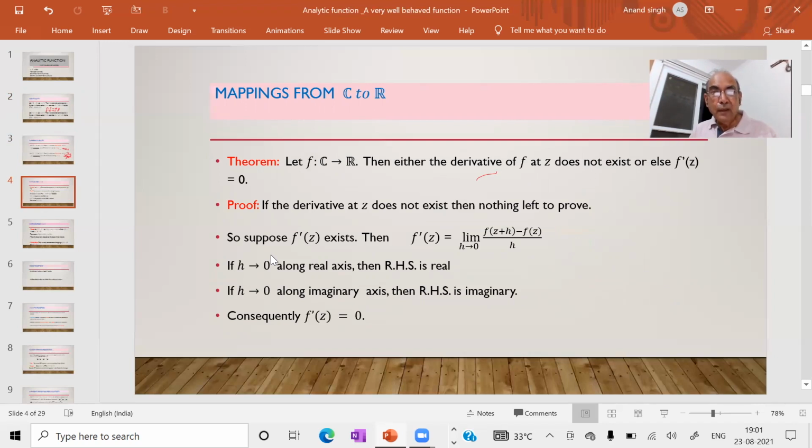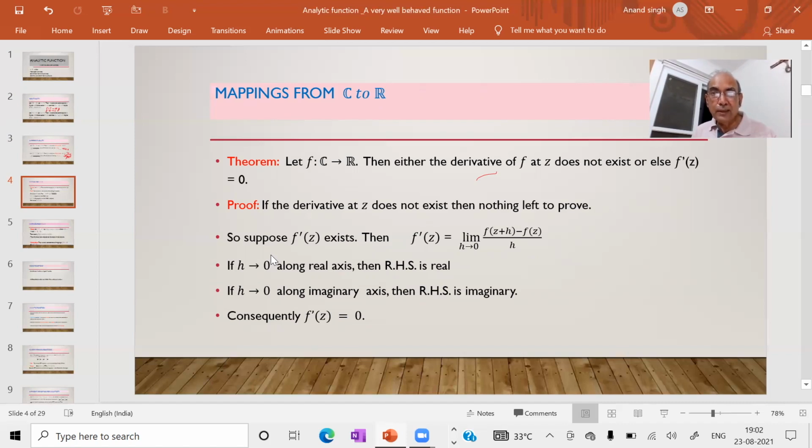Let's take a mapping F from C to R. Here we are talking about a mapping from C, and the range is on the real side. Then the theorem is that either the derivative of f at z does not exist, or else f dash of z is going to be 0. So that's the result. The answer is either the derivative will not exist, or it is going to be 0. So nothing special after that. Anytime that we do this, this is the only thing that we get. So that is the reason we don't study it.